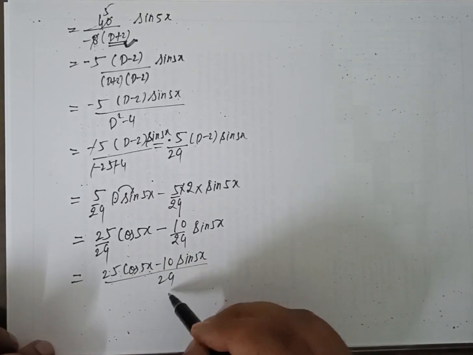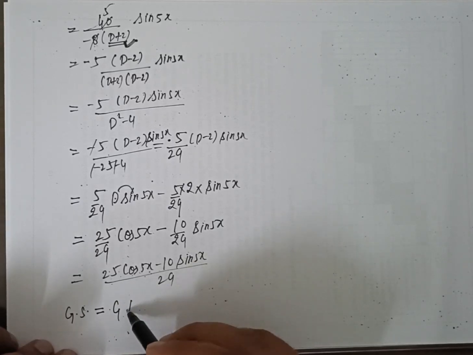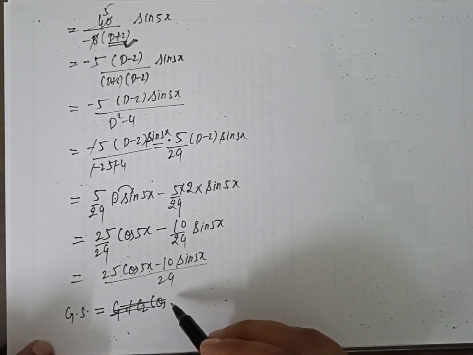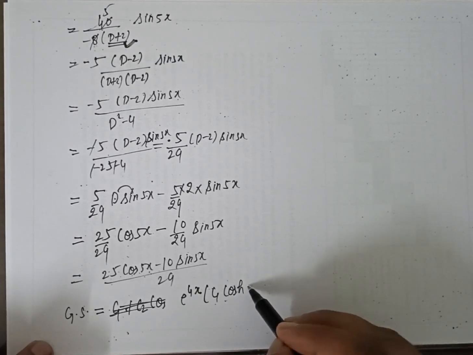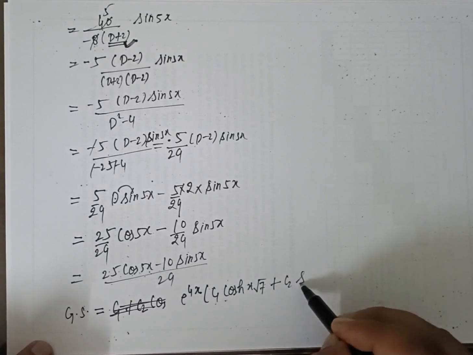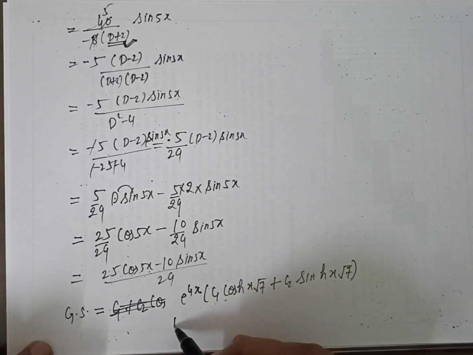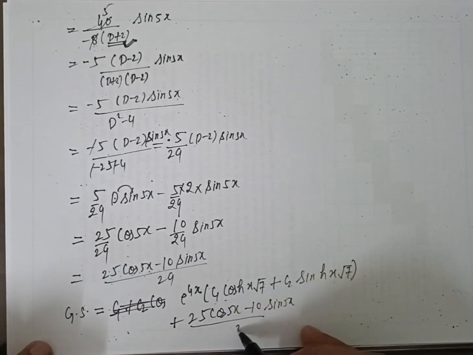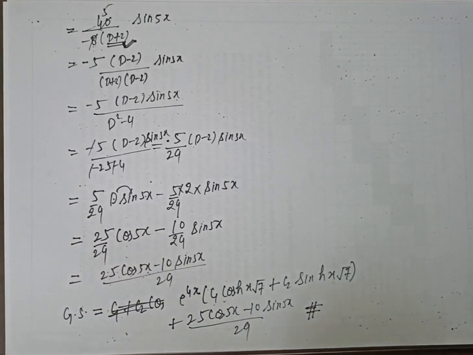Then you can decide the general solution as CF plus PI. So what about the CF? Let me write the correct one. It was e to the power 4x, and c1 cos hyperbolic x square root 7, plus c2 sine hyperbolic x square root 7. It was your complementary function, and you can add here the PI: 25 cos 5x minus 10 sine 5x, divided by 29. So guys, we have simple manipulations to solve this type of higher order differential equation. You are just required to find CF plus PI.